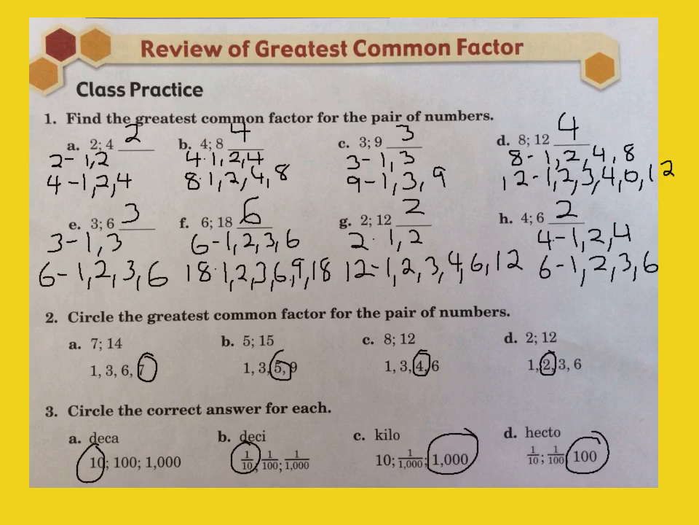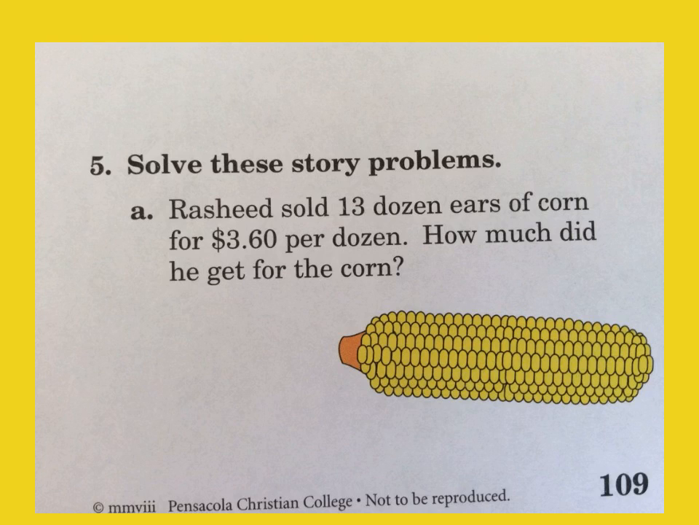Let's do the story problems down at the bottom of the page together. It says Rashid sold 13 dozen ears of corn for $3.60 per dozen. How much did he get for the corn? Well, if each dozen was $3.60, and he sold 13 of them, you need to multiply to be able to get your answer.